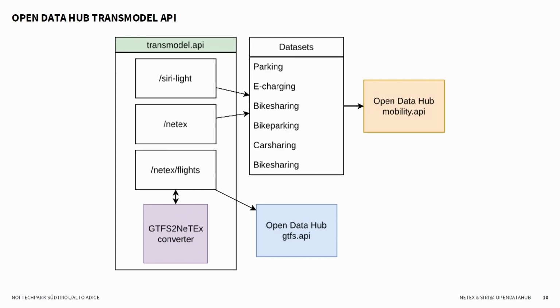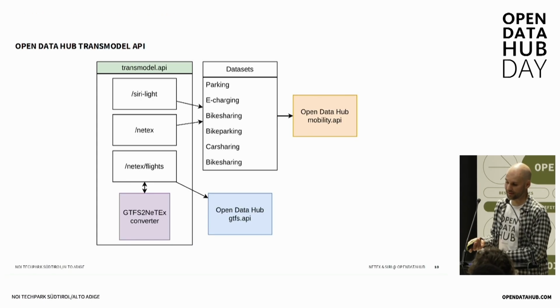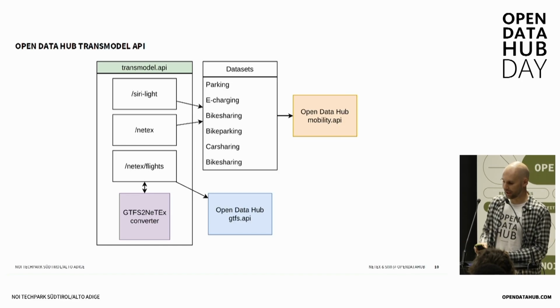And this is how it works in practice. So we have the transmodel API, and depending on the request you do, so there's the Siri-Lite part, the Netex part, we do a direct request, and one of these data sets, or all these data sets, are aggregated here. So we have parking, e-charging, bike sharing, bike parking, car sharing. I think I put bike sharing twice, so it's more stuff.